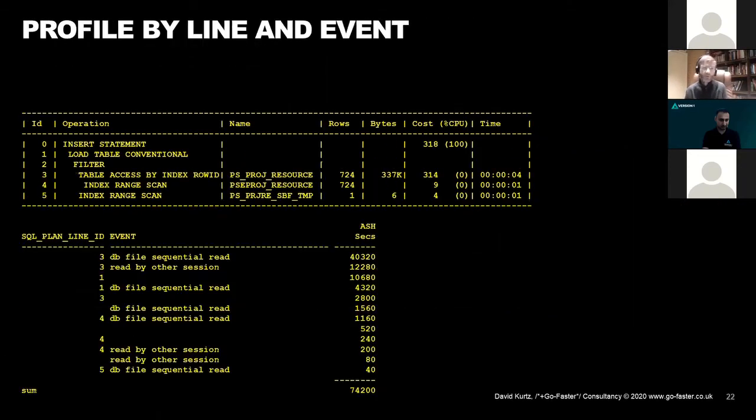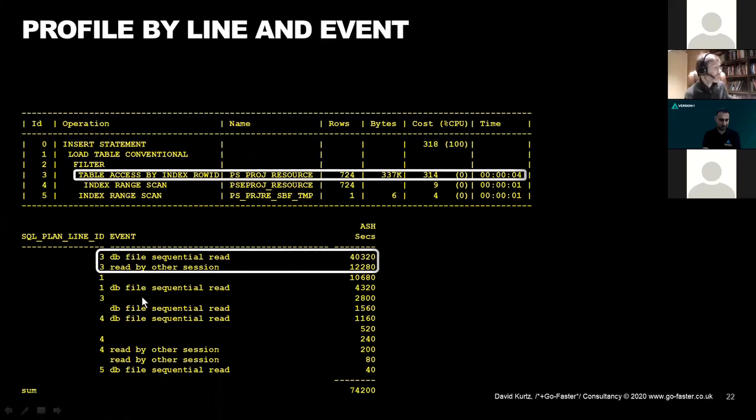Sometimes I profile by line and by event. So here it's very obvious that line 3 is where we spend all the time, but I can see that some of my time was spent on the physical I/O and some of my time was spent on read by the session. So somebody else is also reading this block, and I'm waiting for it. They've asked to read the same block, and now I'm piggybacking their read. So this is a hot block problem. So not only do I see how much time, but I see what kind of event I'm waiting on.